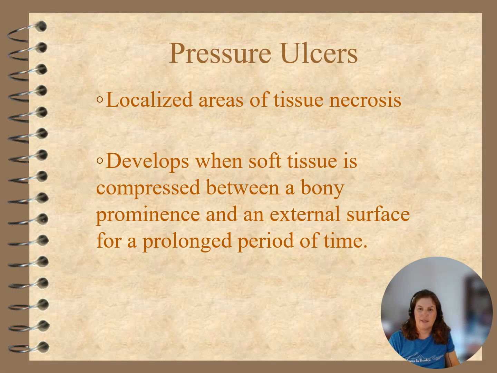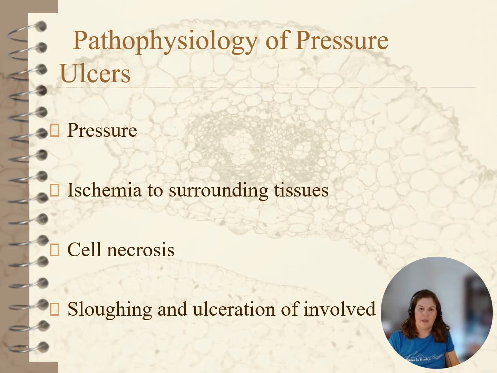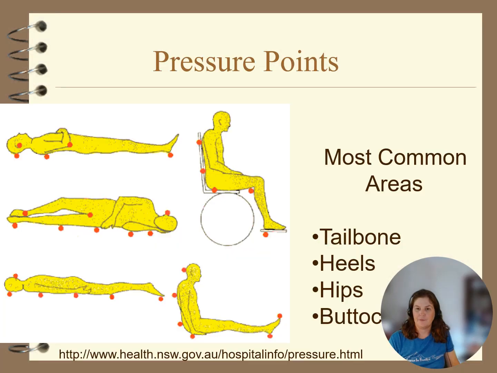Localized areas of tissue necrosis develop when soft tissue is compressed by a bony prominence for long periods of time. So this is why you want to get folks up and moving. This is the etiology of pressure ulcers: pressure, friction, shearing, and moisture. Ischemia, pressure, cell necrosis, sloughing.